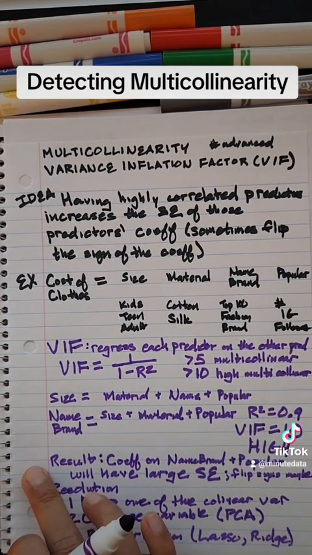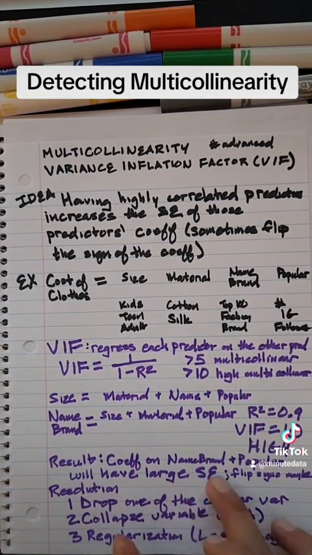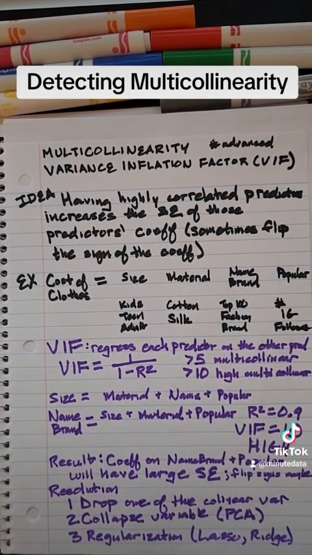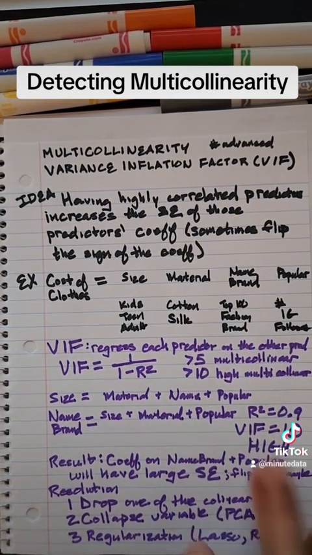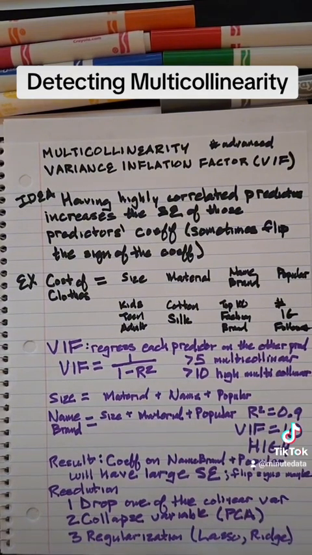As a result of having both of these collinear variables, we're going to have very large standard errors for name brand as well as popularity. Ways to resolve this would be to drop one of the variables, either name brand or popularity, or collapse them into a single variable somehow, perhaps using principal components or something easier like just adding up scaled versions of them. And third, something known as regularization, which is going to reduce the size of the coefficients. We'll cover this in a separate video.